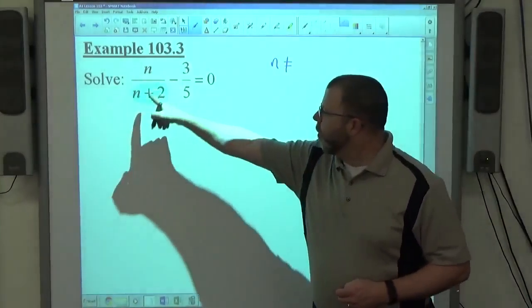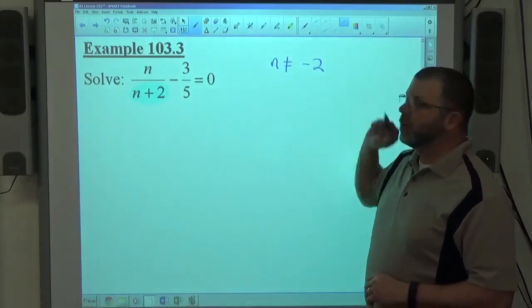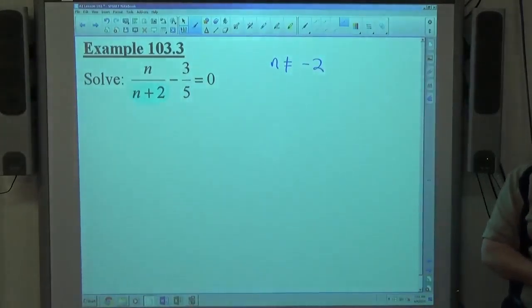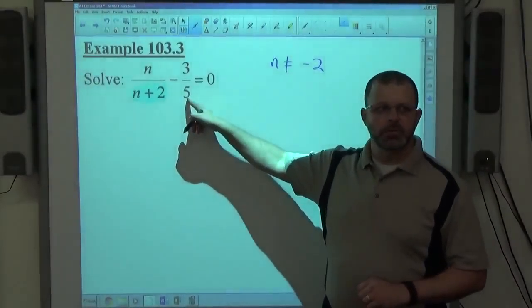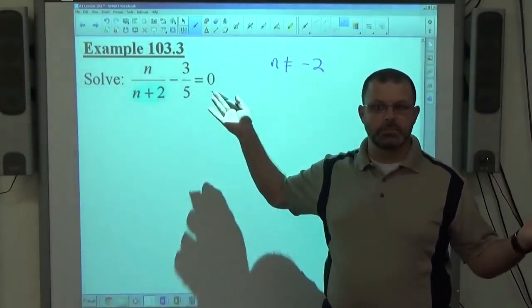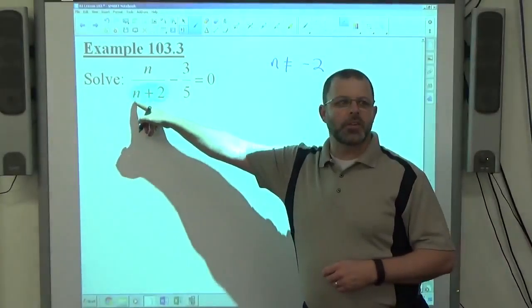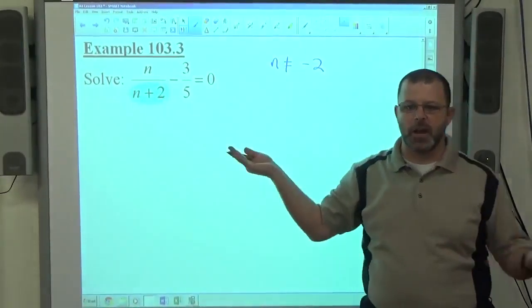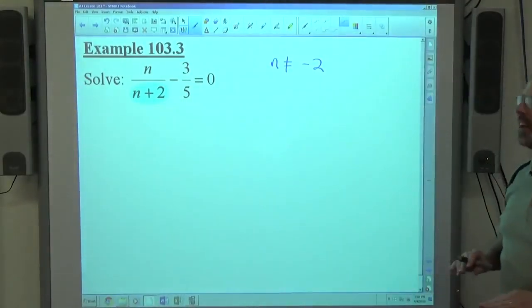What number plus 2 makes 0? Negative 2. So negative 2 is on my list of numbers not allowed to be the correct answer to this problem. How can I make 5 equal 0? Can I make 5 equal 0? No. Letters can make 0 happen. Numbers are just numbers, right? 5 is 5. 5 cannot be 0. It's a trick question. Sorry, didn't mean to trick you guys.